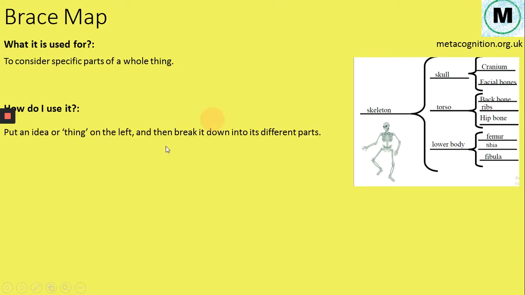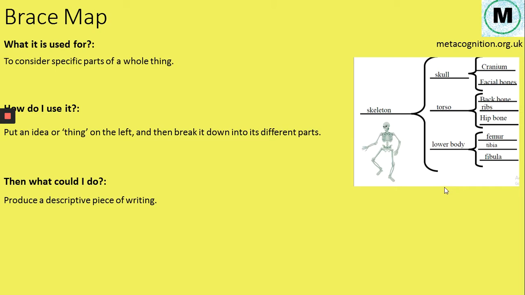So how do you use it? You select your one thing and you put it on the left of your diagram. You then decide how many different parts you split it into. It might be 3, it might be 2, it might be 10, and then you break it into a little bit more detail again. So you're considering the specific parts of this whole thing and breaking it down and being more and more specific as you go along. So what could you do with it once you've produced it?